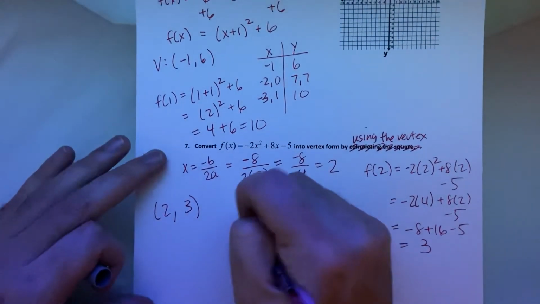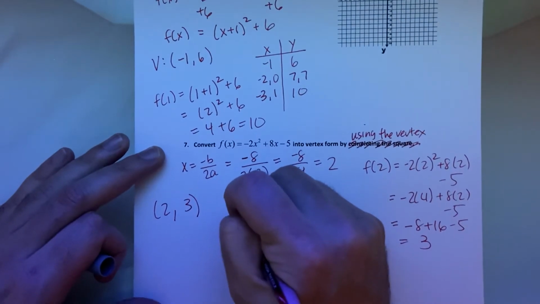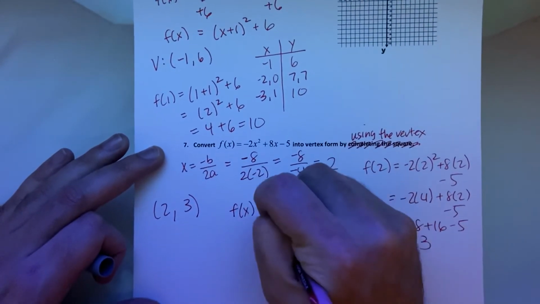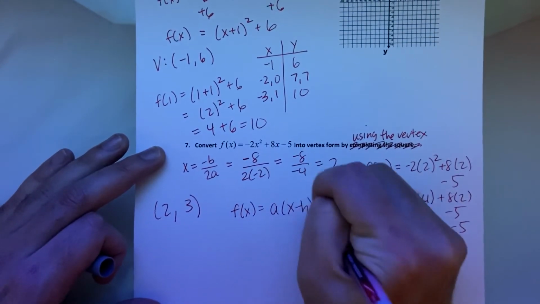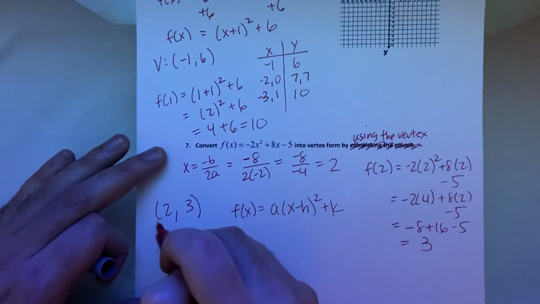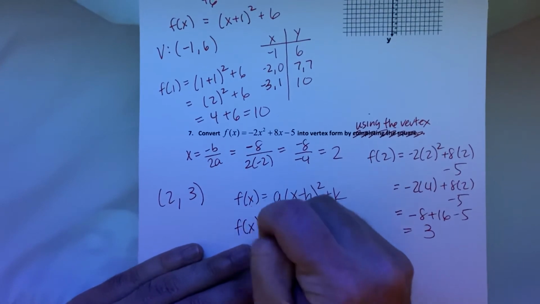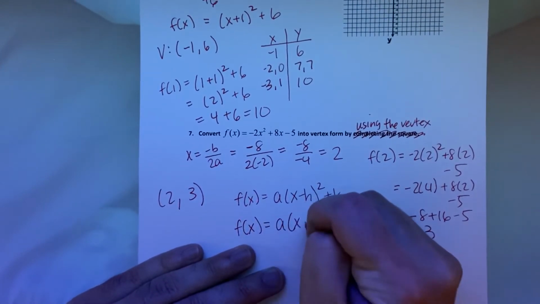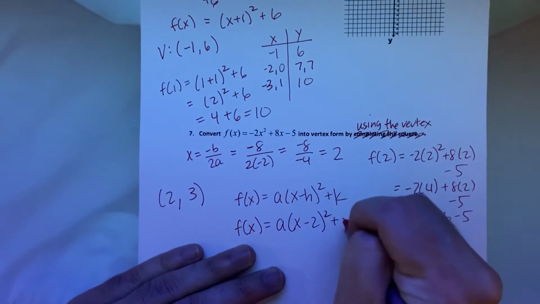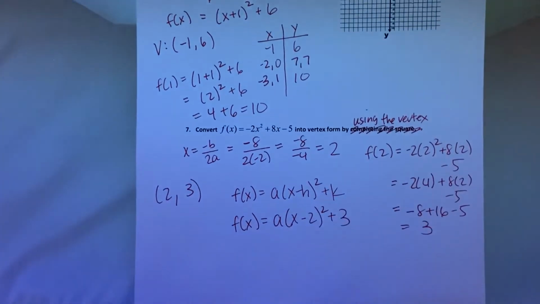Now recall the form for vertex form is f of x equals a times x minus h squared plus k. Remember that our vertex is (h, k). So it's x minus 2 squared plus 3. The only thing we're missing is a.